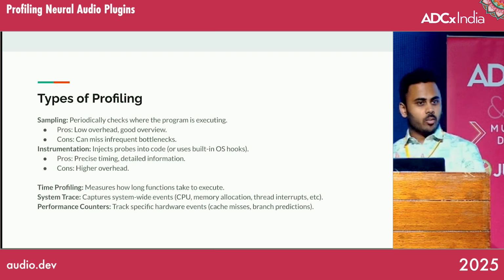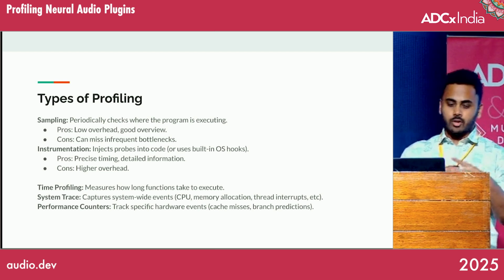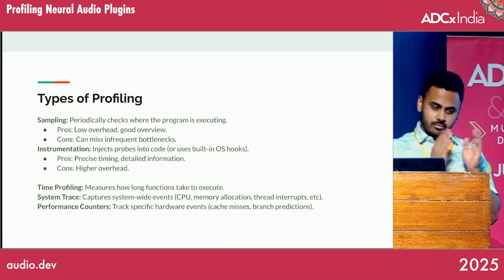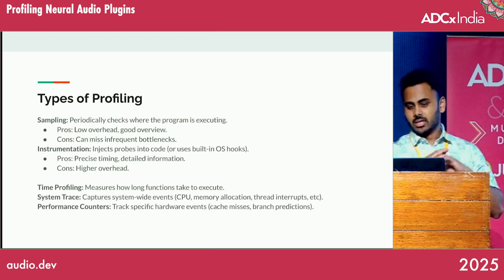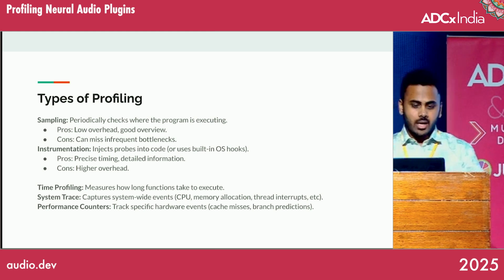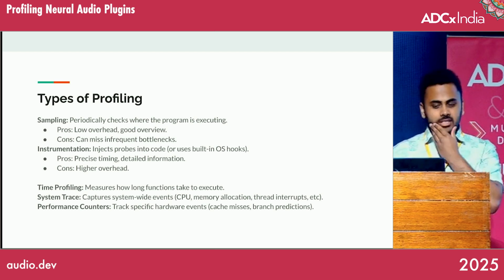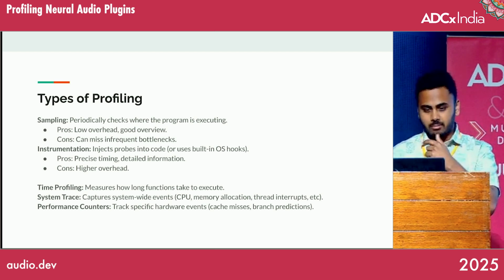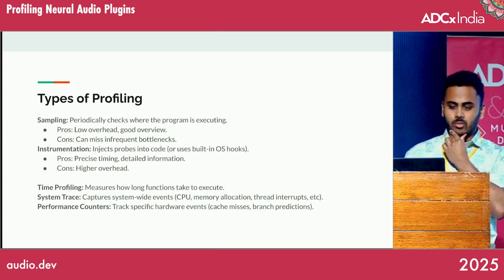So it has less overhead. You don't do any function calls or things like that. Even though there's a small bit of time it takes for snapshots, it's pretty low overhead. A disadvantage is that sometimes you could miss infrequent bottlenecks. Again, we'll come back to specifically how sampling works.